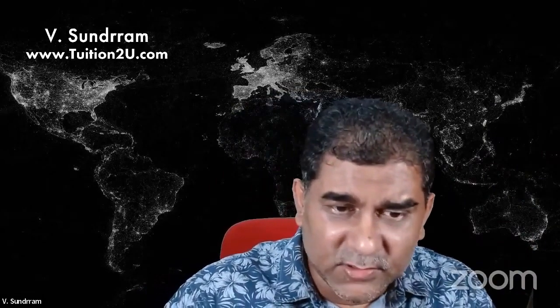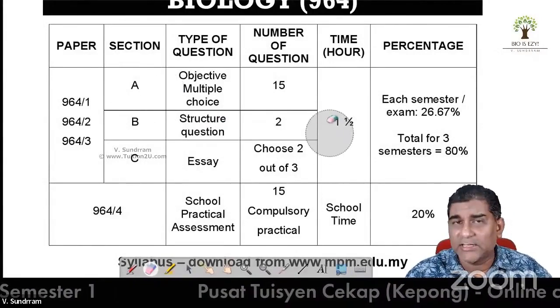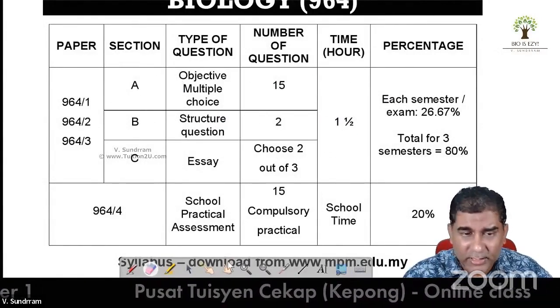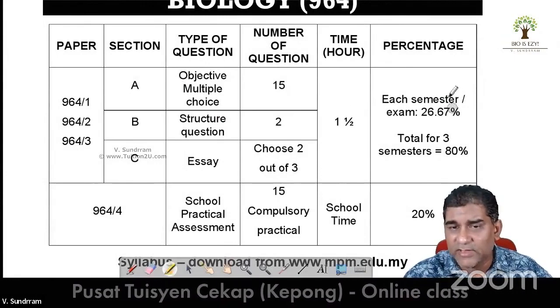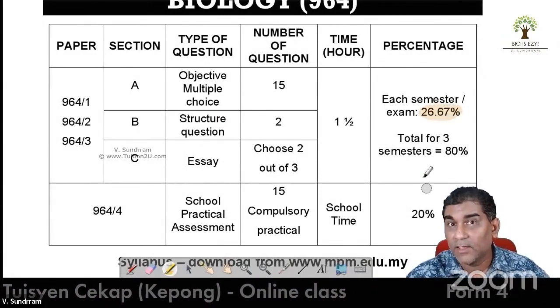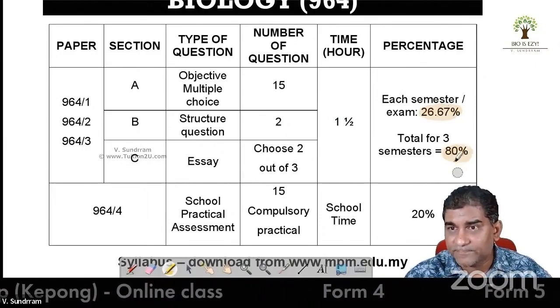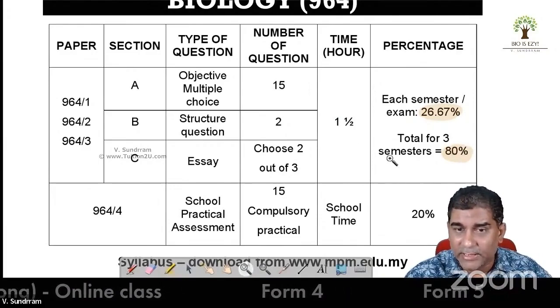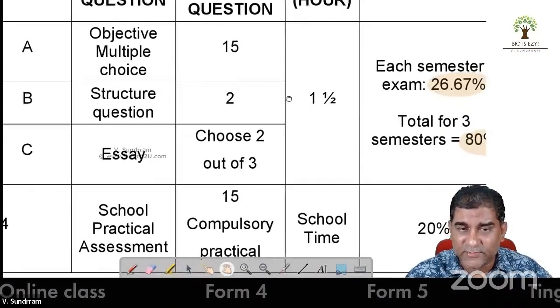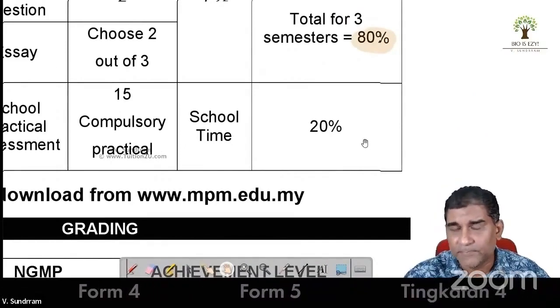The syllabus will look like this. I'll just show you how the syllabus looks. So this is the breakdown of the exam. Generally, every sem, this is what you do. And the scaling is a bit weird. Every sem, you get 26.67. So times 3, the total is 80%. And when you add that 80% to the 20% for your practical, that will give you 100% for the bio paper. Boleh dapat A.